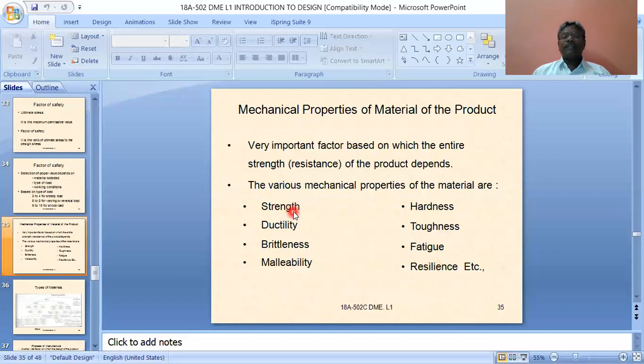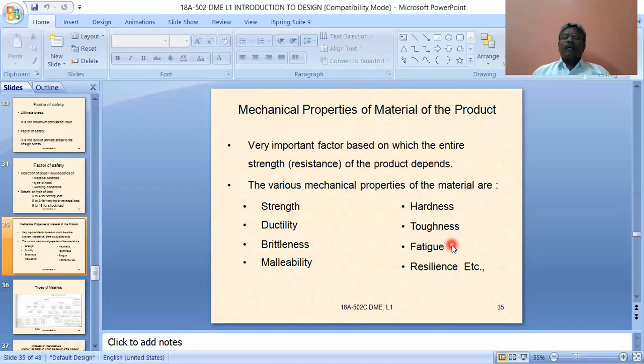Let us have the definitions. Strength: resistance to deformation or resistance to change its dimension. Ductility: ability to deform under tensile loads. Brittleness: resistance to deform. Malleability is the ability to deform perpendicular to the axis, that means under compressive loads. Whereas hardness is the resistance to indentation or scratching. Toughness is the ability to store energy up to fracture, and fatigue is repeated and reversal loads.